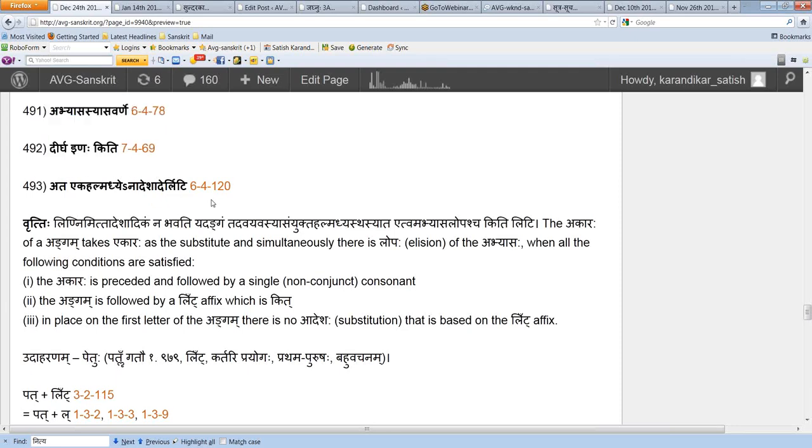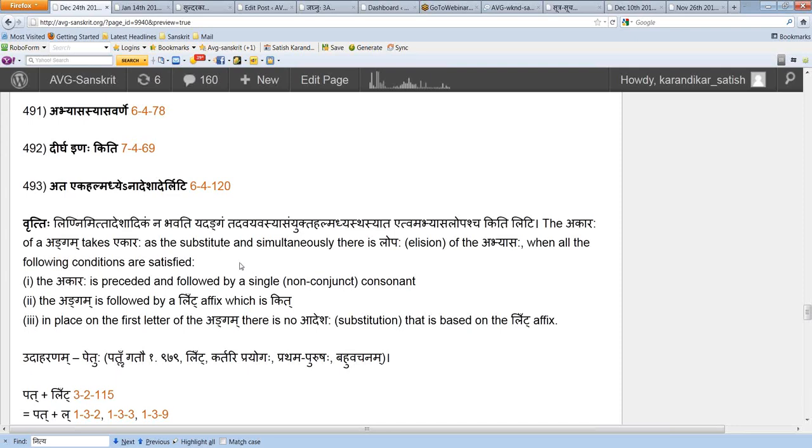6478, 7469. Let's take this one, 64120. Ata ekahal madhye ade shade liti. Important sutram, not in Bhagavad Gita. So no Gita examples, but ata ekahal madhye ade shade liti. Bit of a complicated sutram. Lin nimitta ade shadikam na bhavati. Yadangam, tad avayavasya sanyukta hal madhyastha syat. Etvam abhyasa lopascha kiti liti.